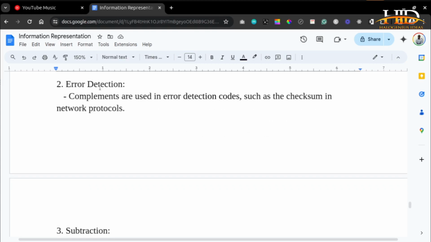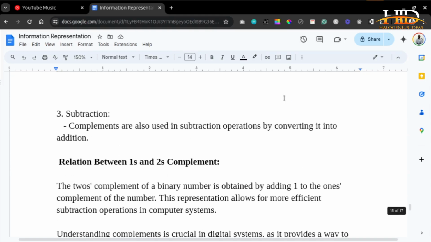We also have error detection as well. Complements are used in error detection codes, such as the checksum in network protocols. Then we have subtraction. Complements are also used in subtraction operations by converting it to addition. So you can use the complement to convert a subtraction operation to addition, then you carry out your operation like that.